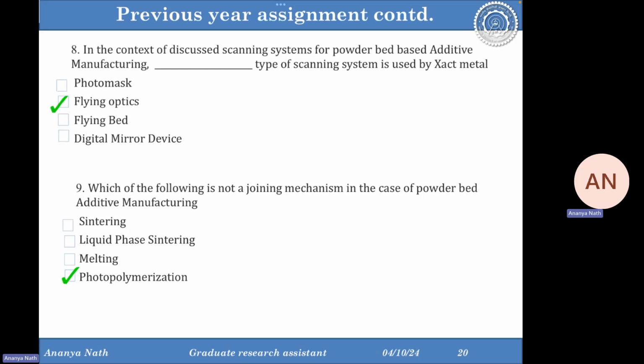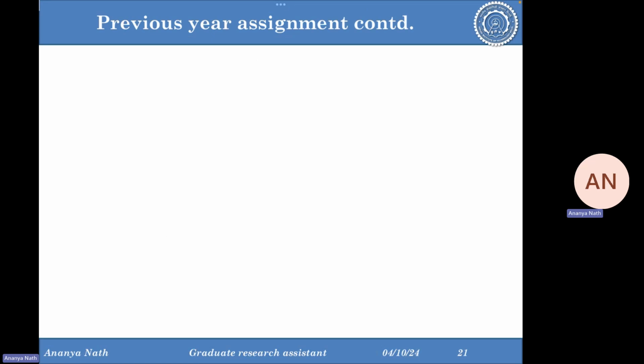Photo means light, which is laser light or UV light. We call it photopolymerization. So obviously, metals cannot be used in this, and polymer powders cannot be used in it. Only thermoset resin liquid can be used. So sintering, liquid phase sintering, and melting are the options for powder bed fusion, but not photopolymerization.